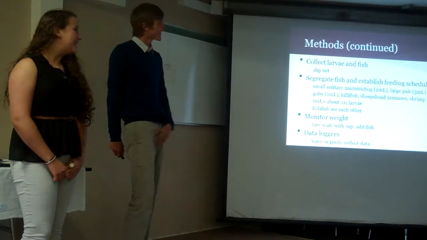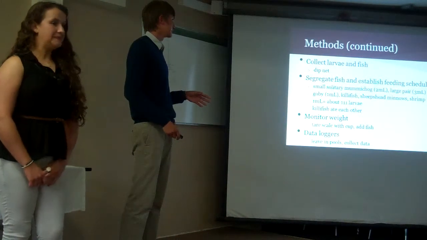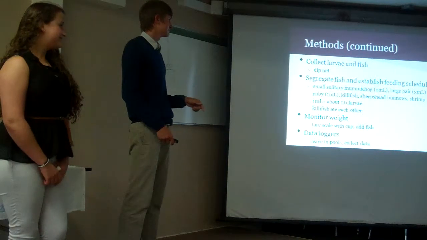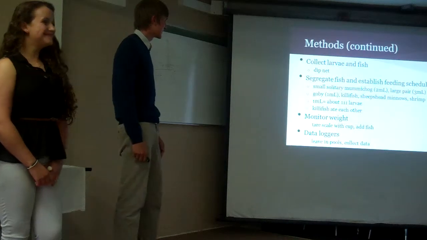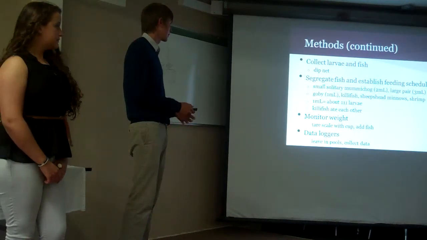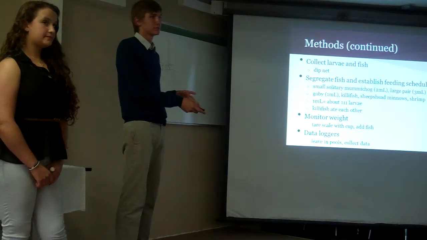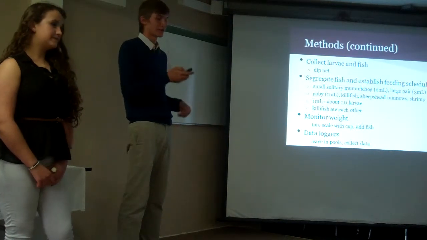So basically, to take their weights over time, you just fill a cup with water, put it on the scale, zero it, and then add the fish. It's pretty simple. We made a graph. And then for the data loggers, which we use to collect temperature data, you basically just activate them, place them in the pool, take them out a few weeks later, and plug them in the computer.